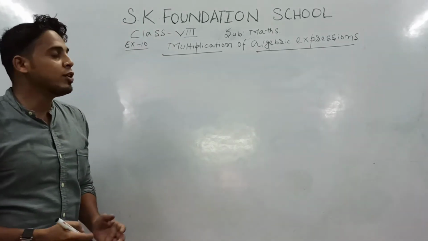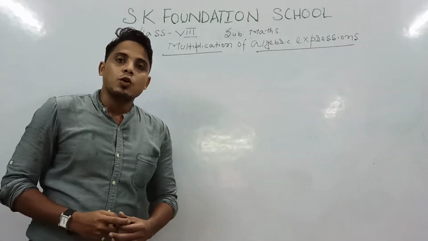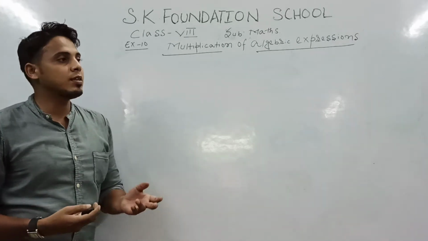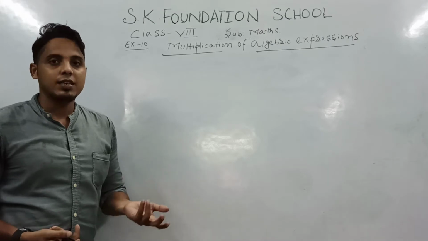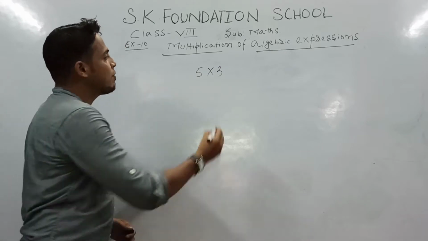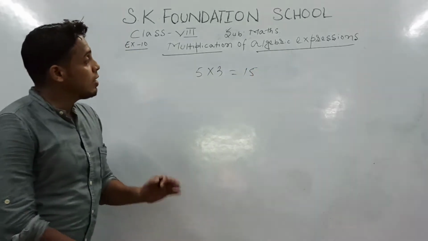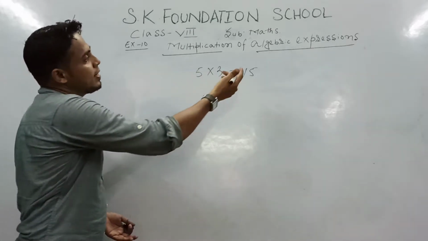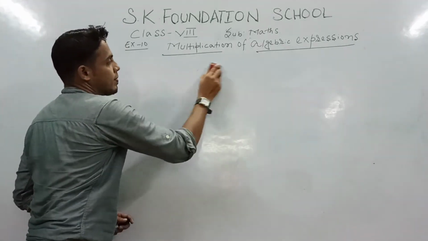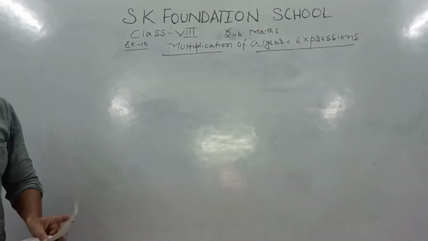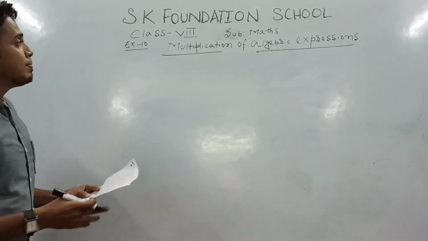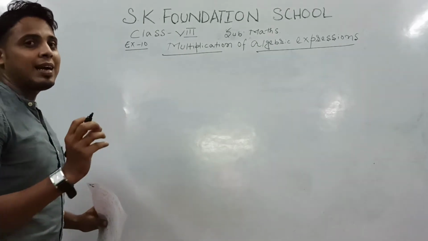Okay? So normally we know that in multiplication we multiply two numbers, numerical numbers. Suppose I am going to multiply 5 and 3. How to multiply 5 into 3? In that way, 5 3s are 15, right? But today we are going to multiply in the algebraic method. In the algebraic method, when we multiply, it's a slightly different way.